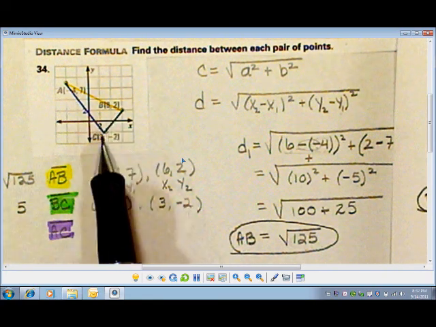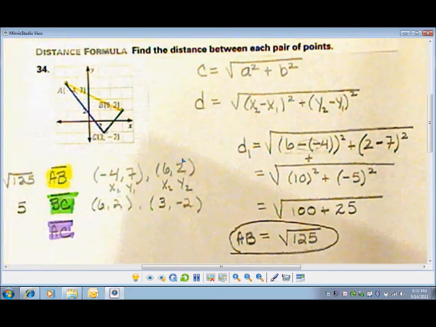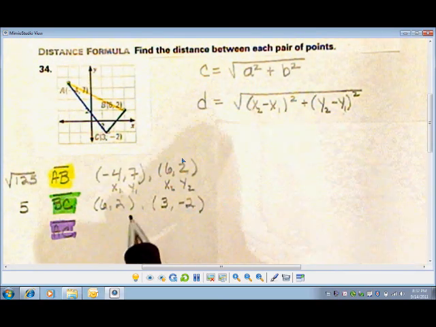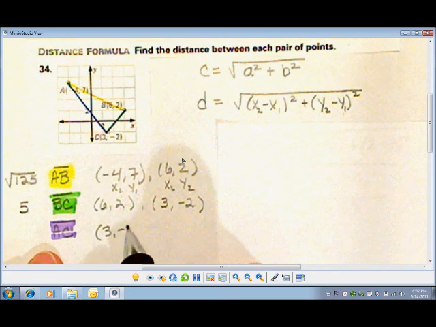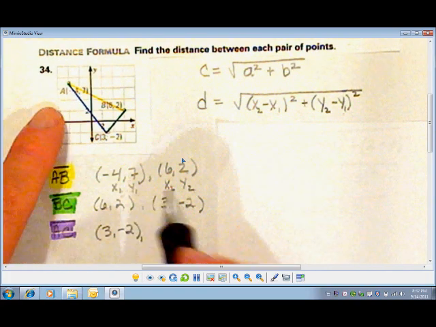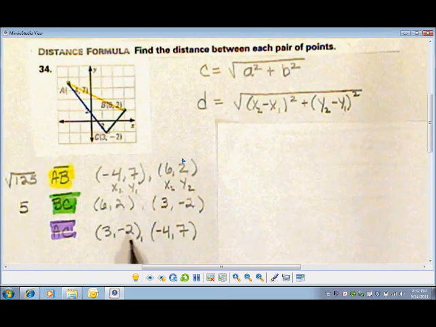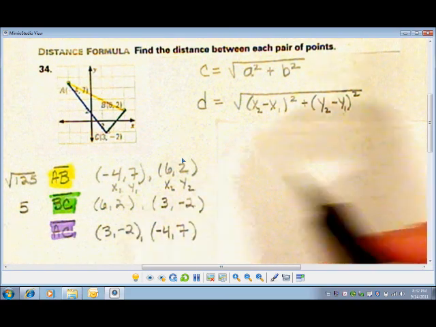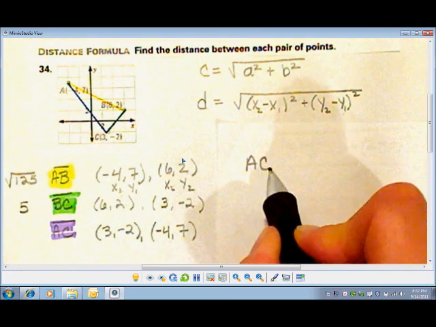AC. AC is right here. So let's look at that. Before we even get started, you can see I'm anxious to write that formula. Let's write our coordinates. Well, C is (3, -2), and A is (-4, 7). It really doesn't matter which way I put those. I could have done it the other way around. I could have put point A first and then point C second. Now we're going to look for the distance between A and C.